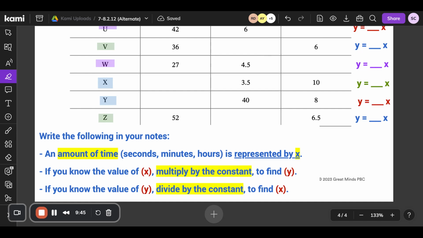But this is the introduction to proportional relationships and how to find a constant. More importantly, how to find a constant in a table and apply it to your X and Y values in your table. And this concludes lesson 12 of module 2.